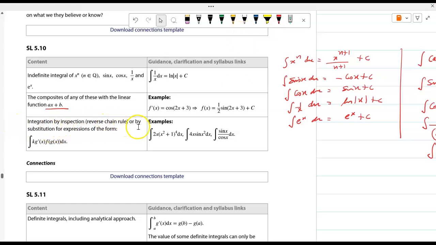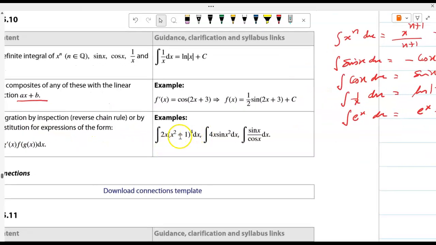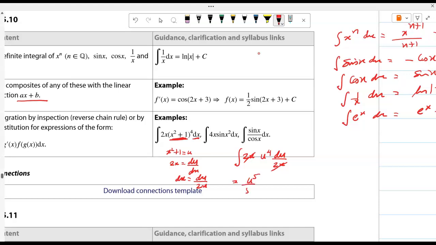Integration by inspection, reverse chain rule, or by substitution in the expression. That we did yesterday. It's better to do substitution. Generally when you have this, you substitute: you call x square plus 1 equal to u. You take the derivative du by dx and make dx the subject, so dx is equal to du upon 2x. Substitute that. This is u raised to 4, and this and this cancel. So it is u raised to 5 upon 5 plus c, that is, x square plus 1 raised to 5 upon 5 plus c.